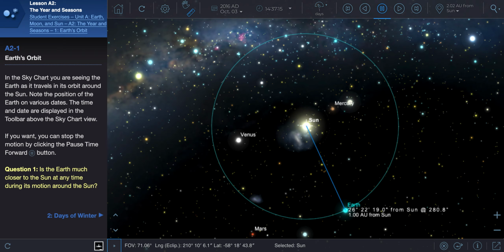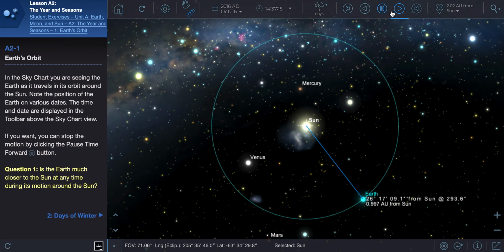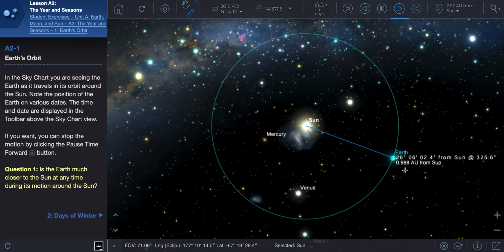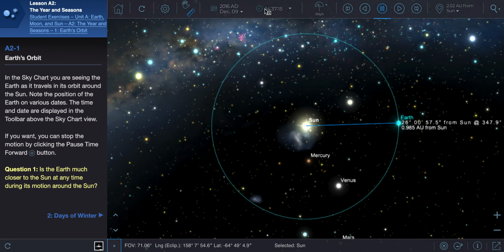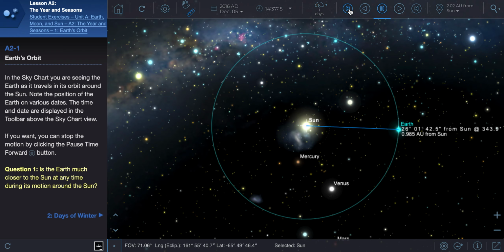Some other things you're going to want to take a look at. You can play and pause to allow it to move, and as it's moving, you can see the number changing. You can move forward and backwards by a single day by this forward and backward. Notice how the date changes by one day. So we can really narrow down the specific day that we are closest to the Sun and farthest away from the Sun.